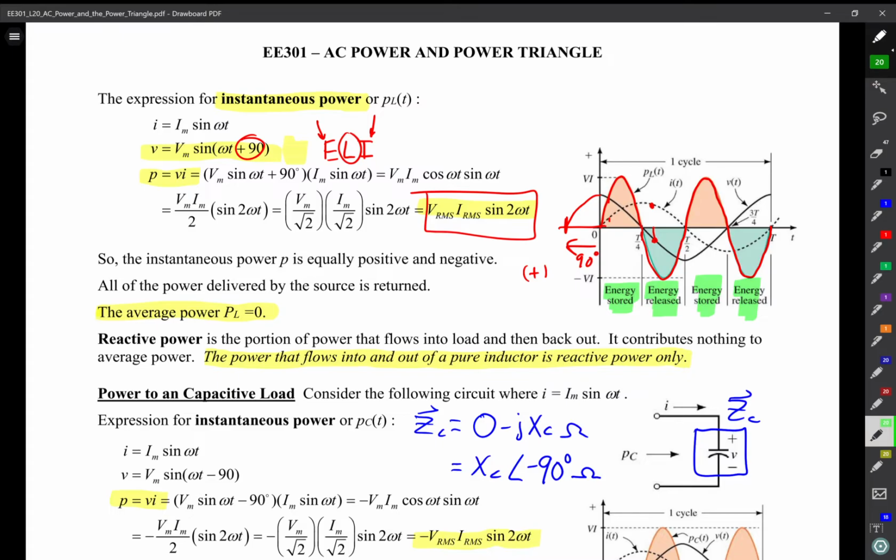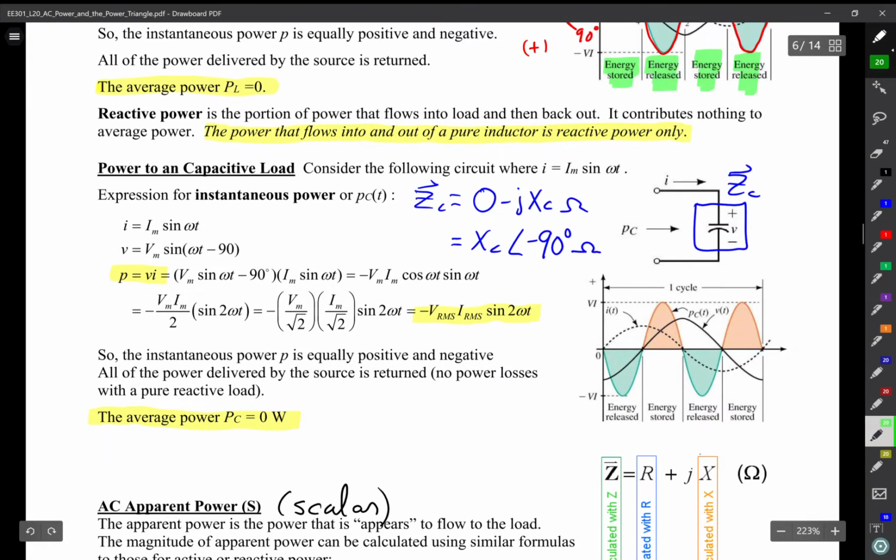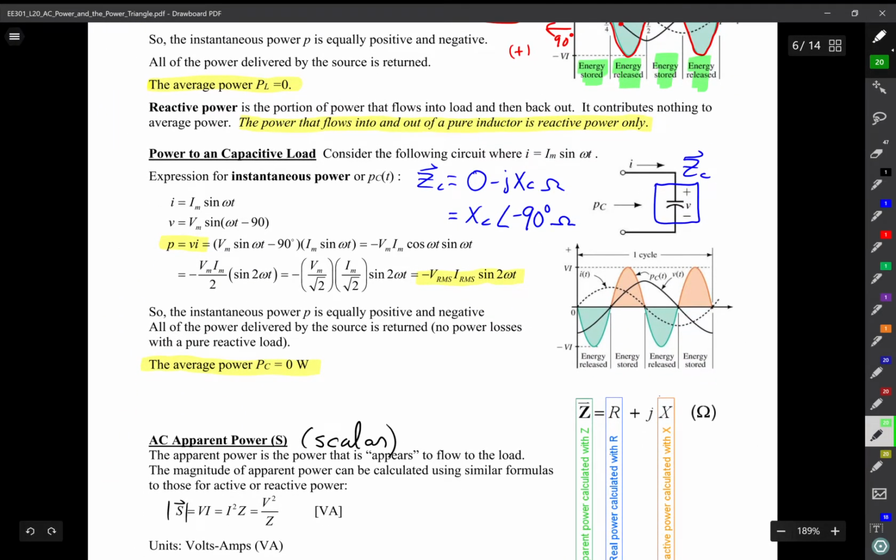And I'll bet that when we talk about capacitive loads, it's going to turn out to be the same thing. So shown here is a current flowing through, and I have a purely capacitive impedance we'll call ZC. And in this case, ZC in rectangular coordinates, notice here that it has 0 real part, or resistor, and there's a reactive part that's negative. So in the polar coordinate system, it's XC at an angle of minus 90.